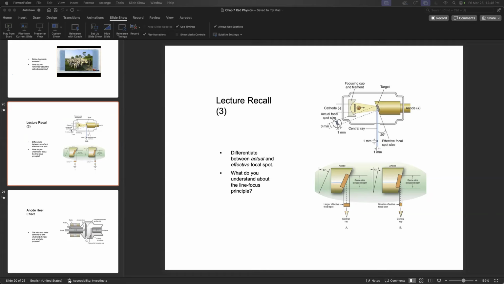What do you understand about the line focus principle? Nick Renda, what do you got? I just joined, so I'm not sure what the question was. No worries. It's the second bullet point right there on the screen. What do you understand about the line focus principle? Isn't that the size of the focal spot relative to the anode angle? That's exactly right.